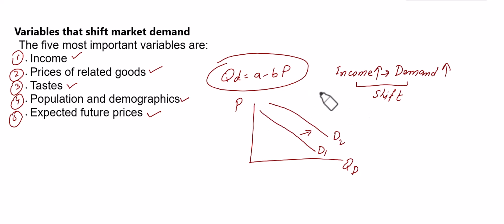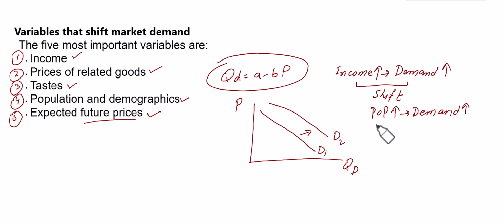Similarly, when population increases, technically there will be more demand for the goods. So due to the increase in population, demand increases, and again the demand curve will shift from D1 to D2. And similarly for expected future prices. When people assume that in the near future the prices of goods are going to increase, they will buy more goods today.